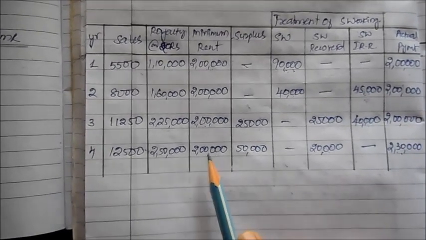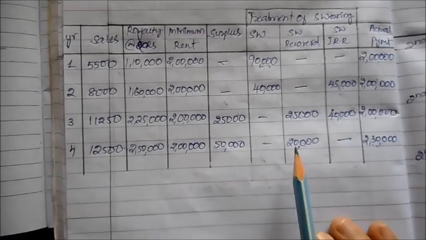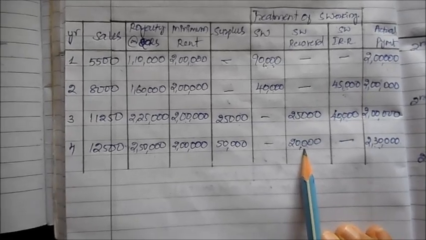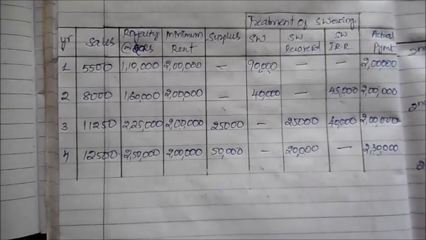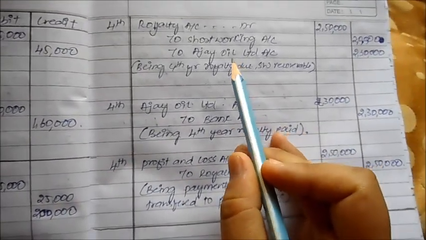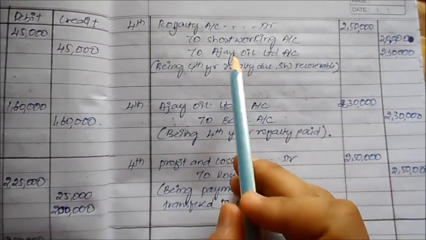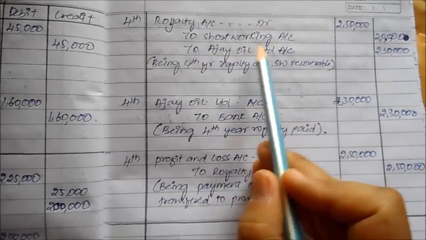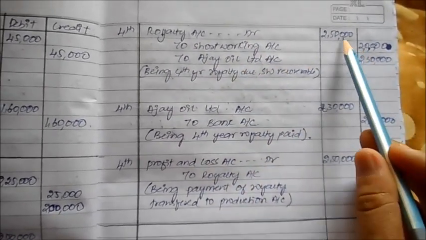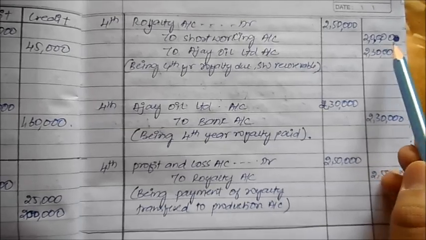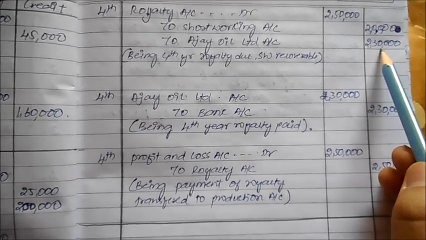Minimum rent is less than the royalty for this, and for short working recovered. That's all. So we will have very few journal entries here. For the first one, what do we say? When royalty is more, at that time we will write Royalty account debit to Short working, to Ajay Oil Limited. Total amount, recovery of the short working, and the remaining that is actually paid.